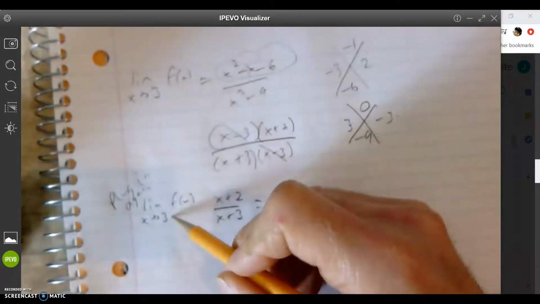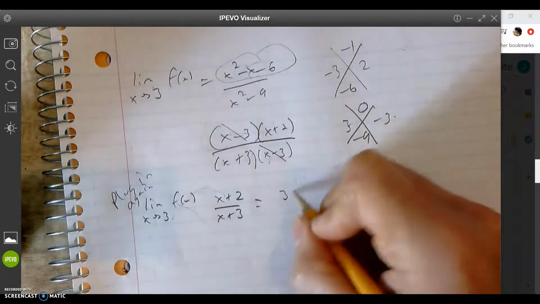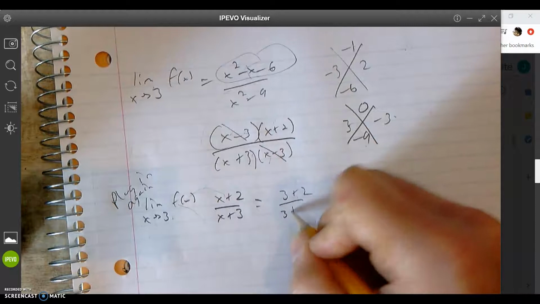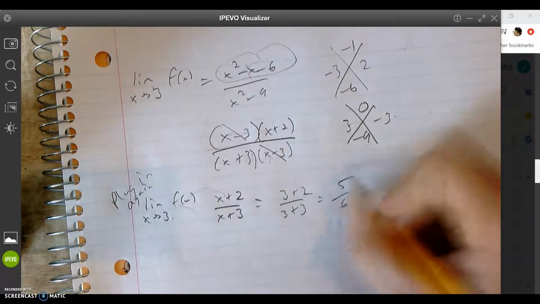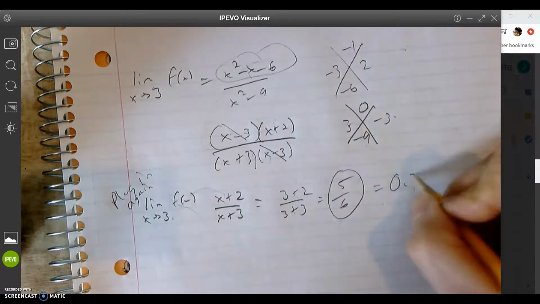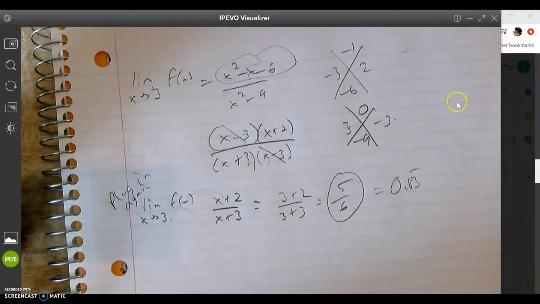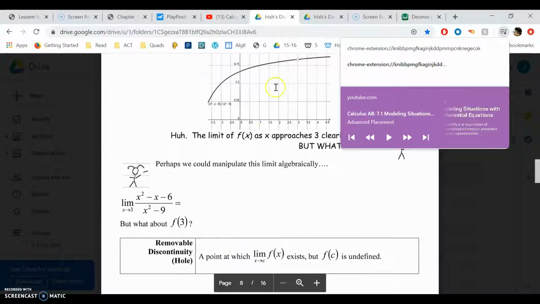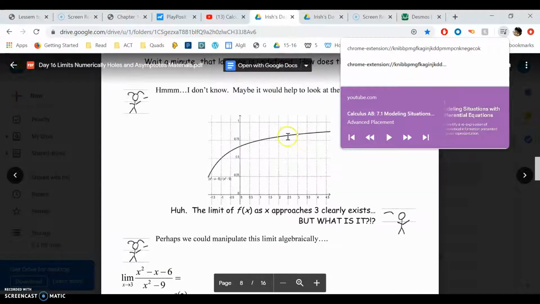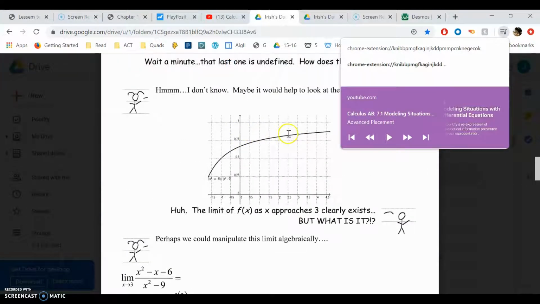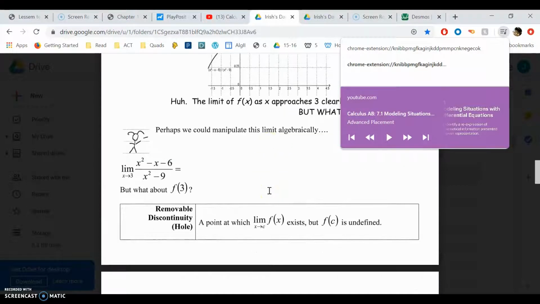What's on there? So it's going to be 3 plus 2 divided by 3 plus 3, which is 5 over 6, which is the decimal 0.83 repeating. Which makes sense because when I go back here, this limit is between 0.75 and 1, 0.83. Yeah, that looks about right. We got it. All right, cool. So, removable discontinuity or hole.